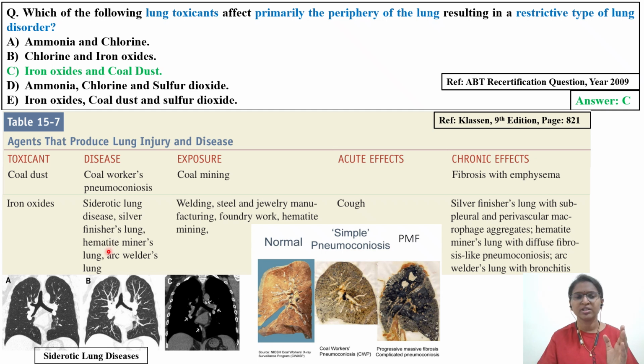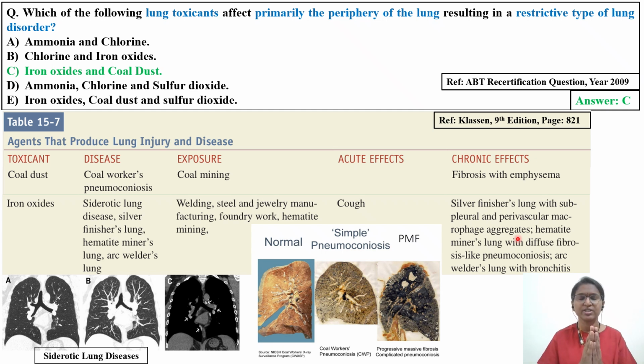Since it is related to iron, it is hematite miner's lung or welder's lung. The workers working in welding, the steel industry, jewelry manufacturing, foundry work, and hematite mining are prone to get this type of siderotic lung disease. Upon acute exposure, iron oxides will cause cough, and upon repetitive or chronic exposure they will cause silver finisher's lung with subpleural and perivascular macrophage aggregates.